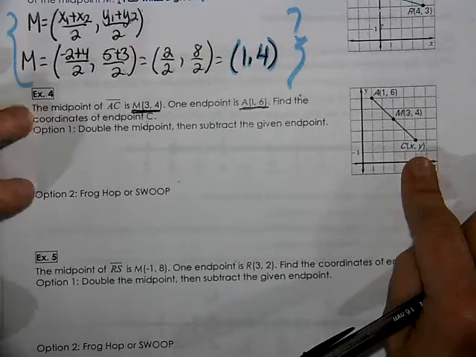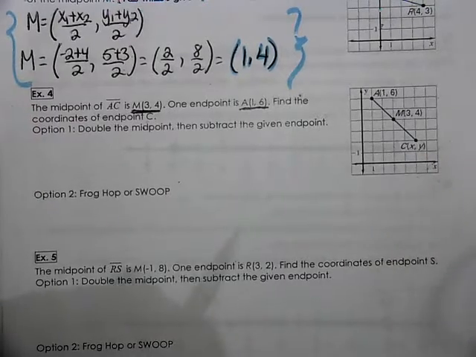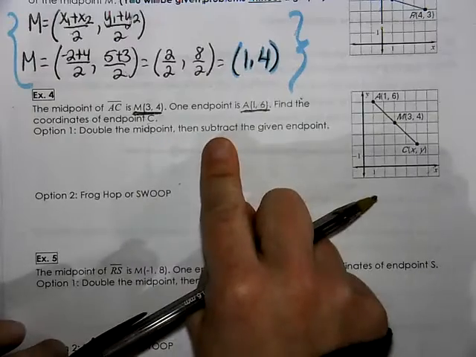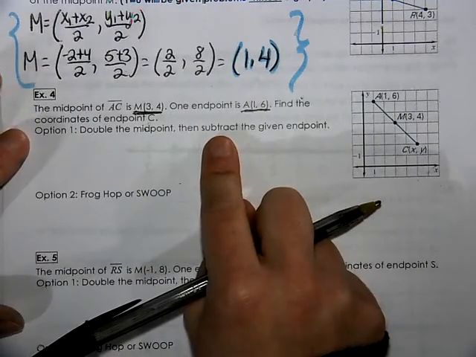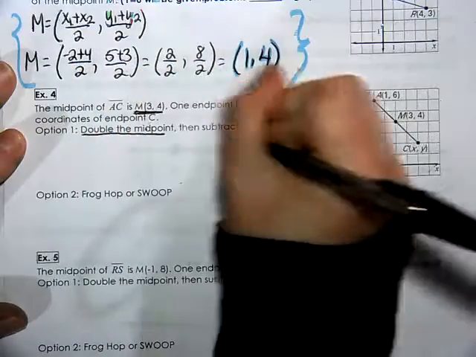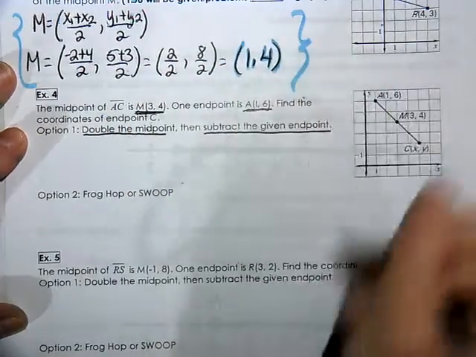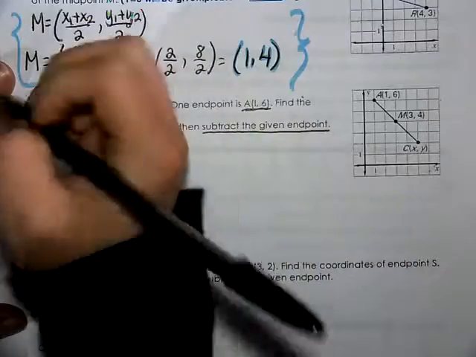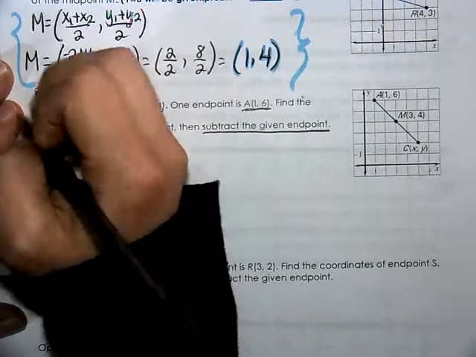And there are two ways in order to solve this problem. The two ways is double the midpoint, subtract the endpoint. This is called option 1. So double the midpoint, subtract the given endpoint. So I want to find what C is.